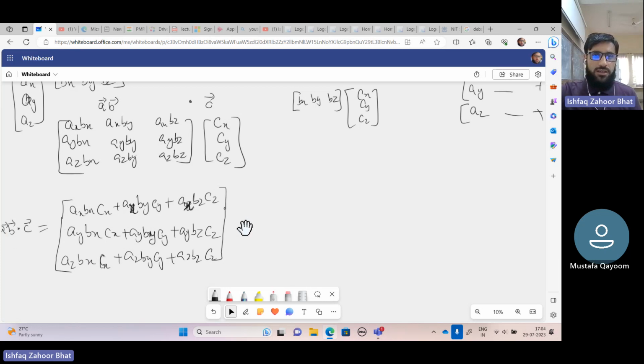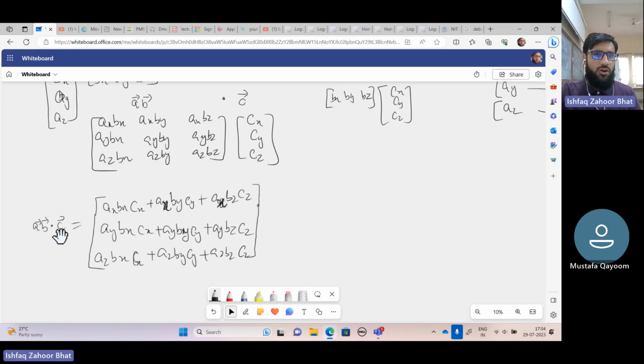So basically, this was not A B dot C. Let me correct it and write it. What actually was this? This is what we called the dyadic product of A and B. We got a matrix from here and we dotted this with C. This is what we did till now.